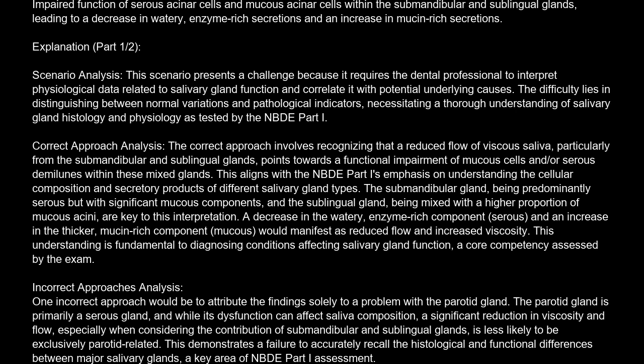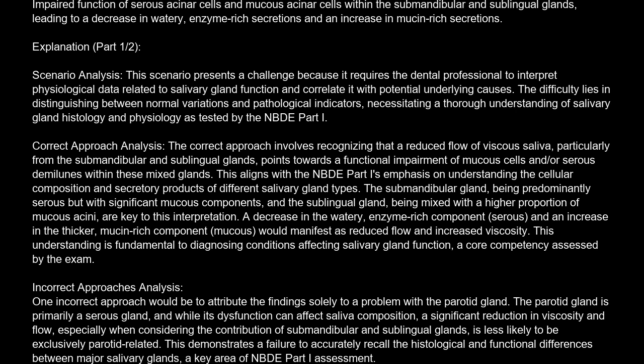A decrease in the watery, enzyme-rich component (serous) and an increase in the thicker, mucin-rich component (mucus) would manifest as reduced flow and increased viscosity. This understanding is fundamental to diagnosing conditions affecting salivary gland function, a core competency assessed by the exam.